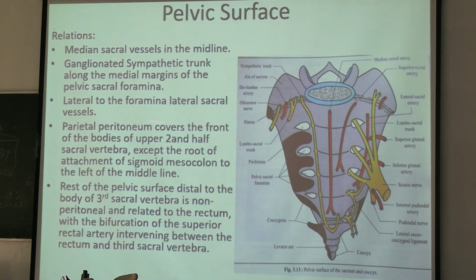Lateral to the foramina, lateral sacral vessels. Here, this is lateral sacral vessels, lateral to the foramina. Parietal peritoneum covers the front of the bodies of upper 2.5 sacral vertebra, except the root of the attachment of sigmoid colon to the left of the middle line. Okay. Rest of the pelvic surface distal to the body of third sacral vertebra is non-peritoneal and related to the rectum, with the bifurcation of the superior rectal artery intervening between the rectum and third sacral vertebra. Okay.